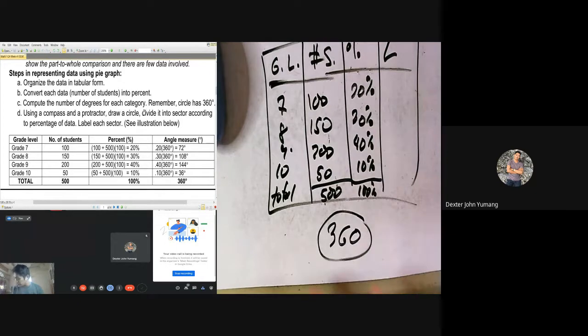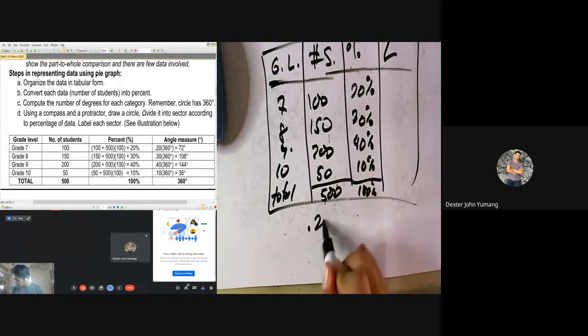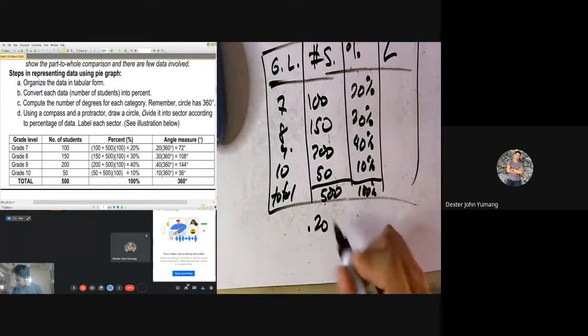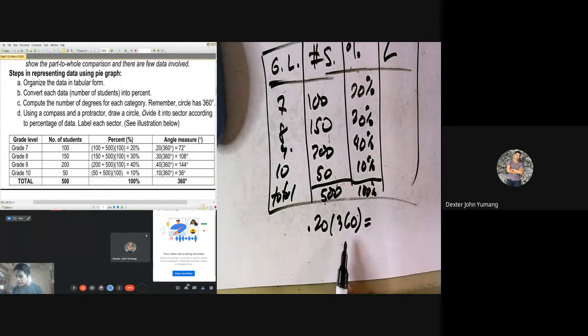Now, in this circle, 1 revolution is 360 degrees. We will use this 360 to get the angle measure. So, we have 0.20 times 360, which is equivalent to the angle measure. In this case, 0.20 times 360 is 72. Therefore, 72 degrees is the answer.